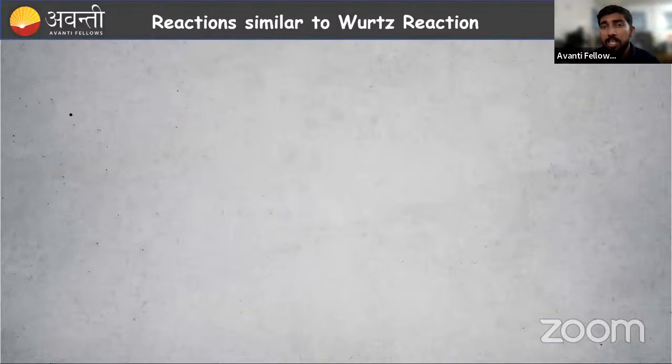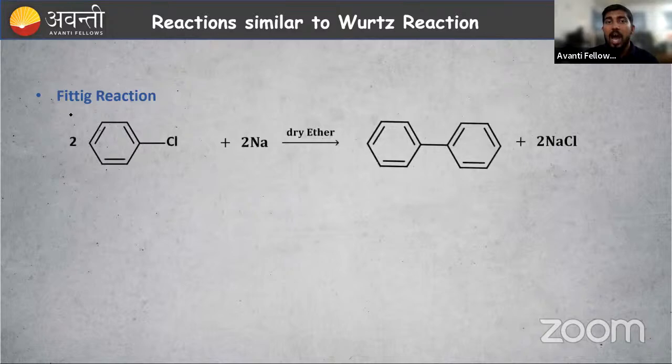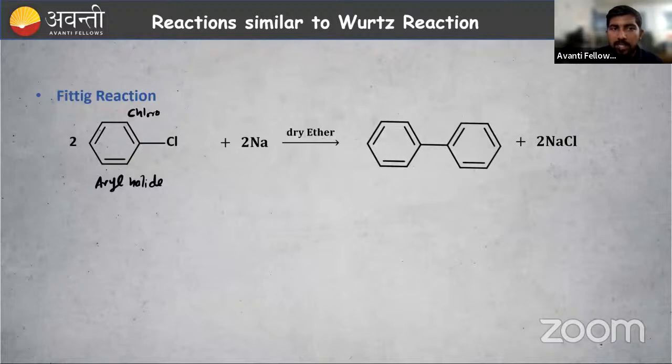Last class we studied Wurtz reaction. Today we are going to start with reactions similar to Wurtz reaction. In Wurtz reaction, what are we taking? We are taking alkyl halide. Then another reaction is known as Fittig reaction. He just copied from our Wurtz. So what has he done? He has taken an aryl halide instead of alkyl halide. So we have chlorobenzene here. What about the other things? Sodium, that is the same as in our Wurtz reaction. Sodium in dry ether, ethoxy ether, you can take.